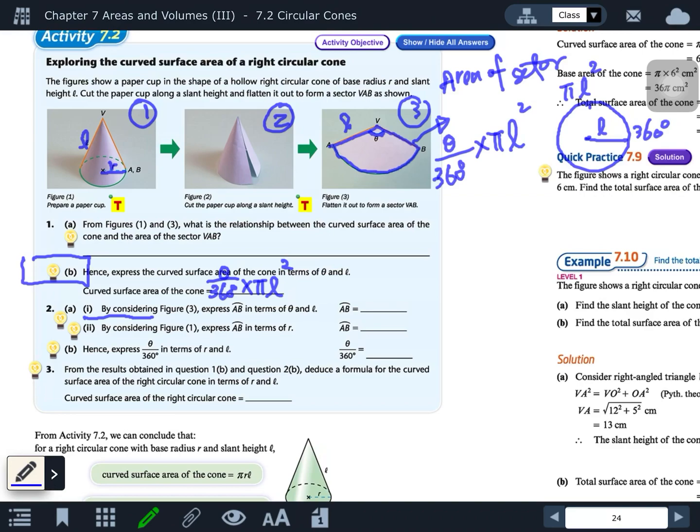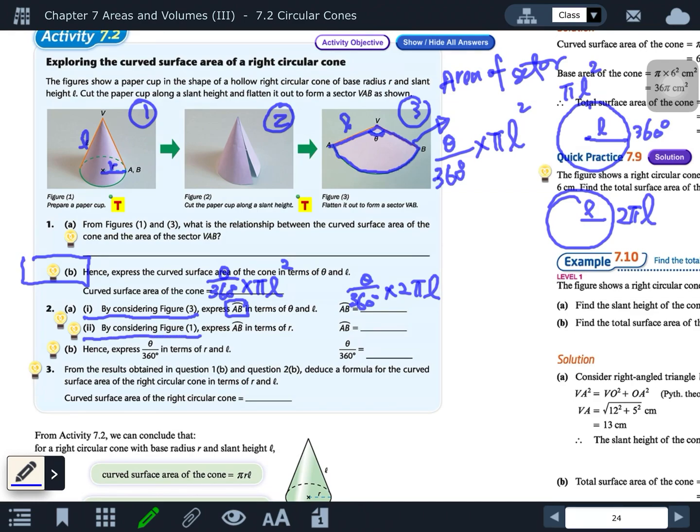Now for 2a, the first part, consider figure 3. We express the arc length of AB in terms of theta and L. We can see the same thing here: the whole circle has circumference 2 pi r, in this case 2 pi L, right? So I just need to calculate the part of theta. So theta over 360 times 2 pi L is the arc length of AB.